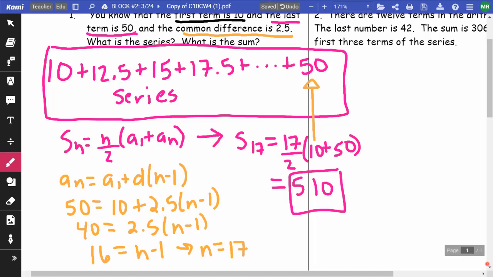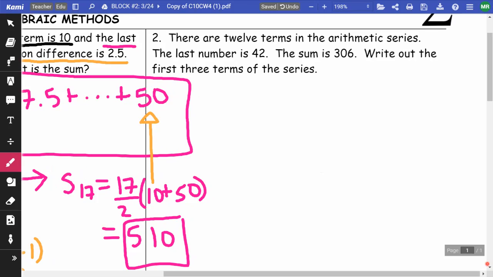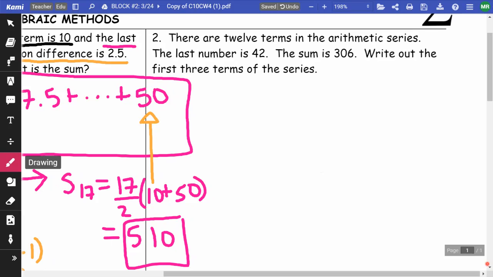Okay, on number 2, there are 12 terms in an arithmetic series. The last term is 42. Okay, so there are 12 terms total, and it's arithmetic. That's the only type we know right now. And the last number is 42, and the sum is 306. Write out the first 3 terms of the series.